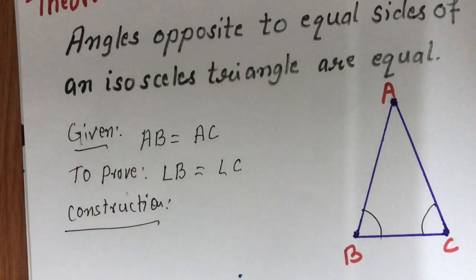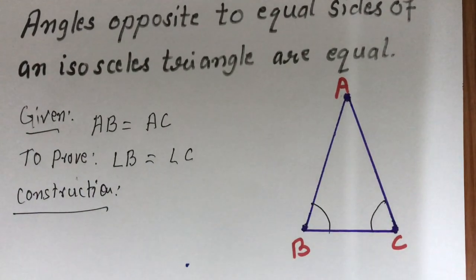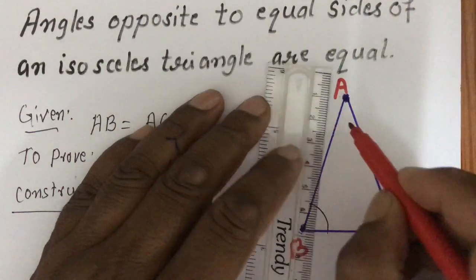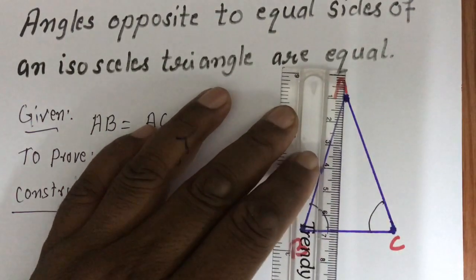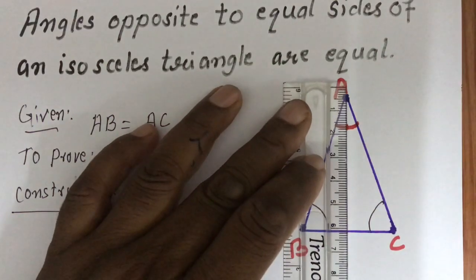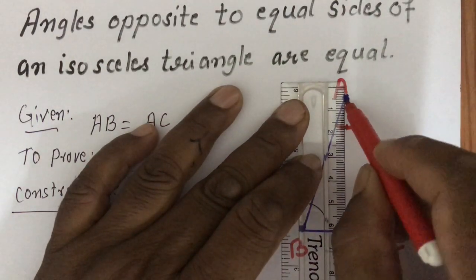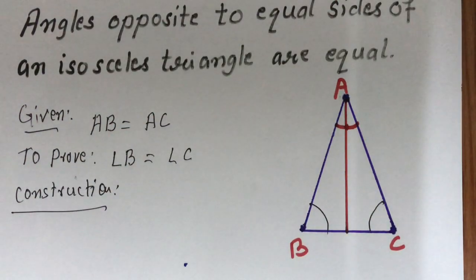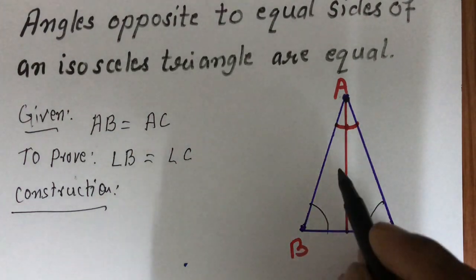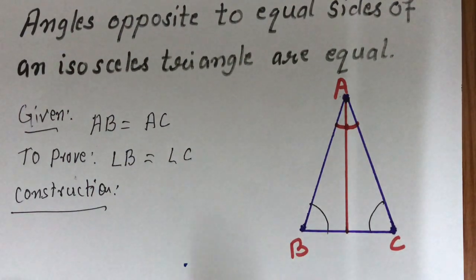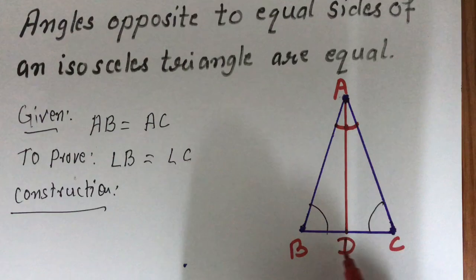What type of construction we need? We have to draw the angle bisector of angle A. This is angle A. I am going to draw its bisector. In this way, I have drawn its bisector. If I have drawn its bisector, so definitely we can say that it meets BC, and name it as point D.